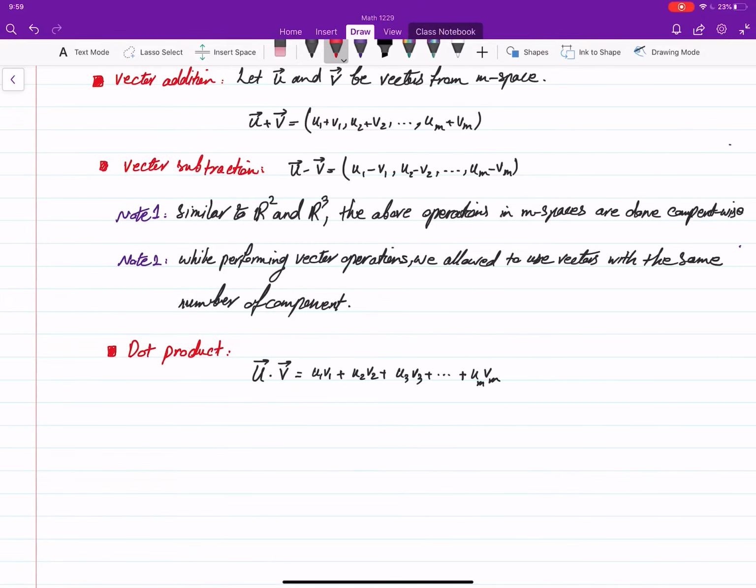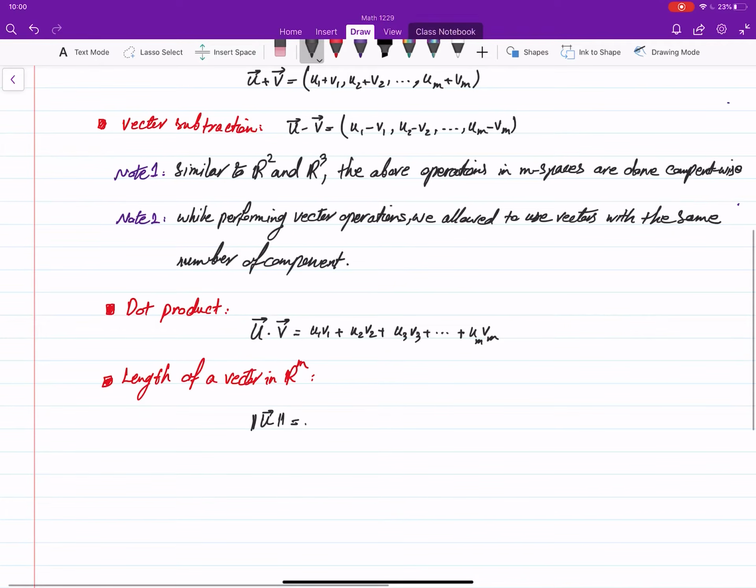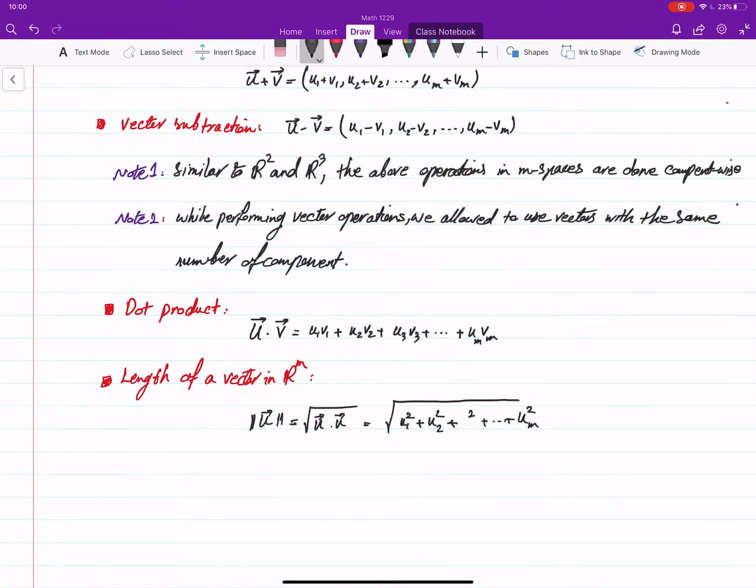And then the length of a vector in Rm. If we have a vector U in Rm, again the length is shown by this notation, and it is in practice the square root of U dot U, which means that you square each component, then add all these numbers and find the square root of that.